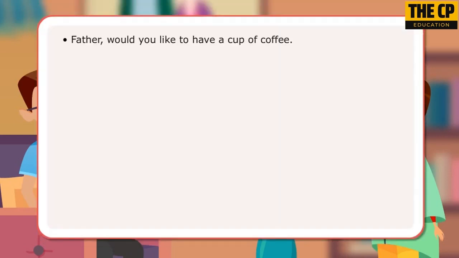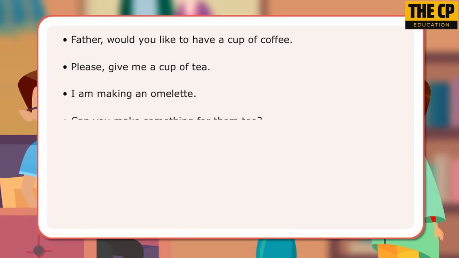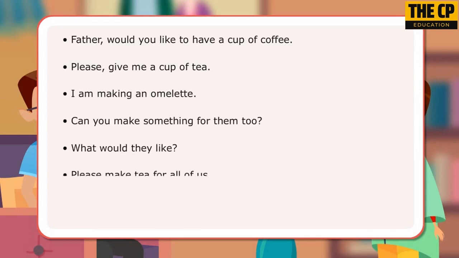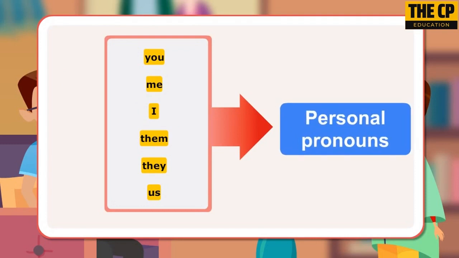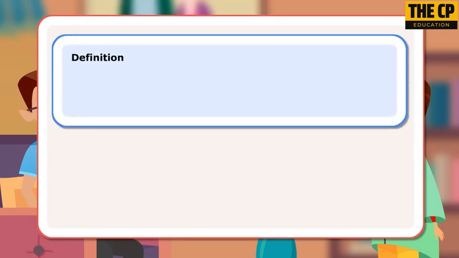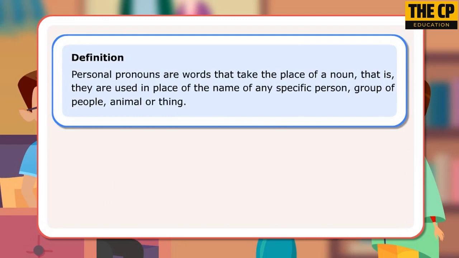In the conversation, Father and Anu have used many words in place of a particular person or group of people. The words you, me, I, them, they, us are examples of personal pronouns. Definition: personal pronouns are words that take the place of a noun.